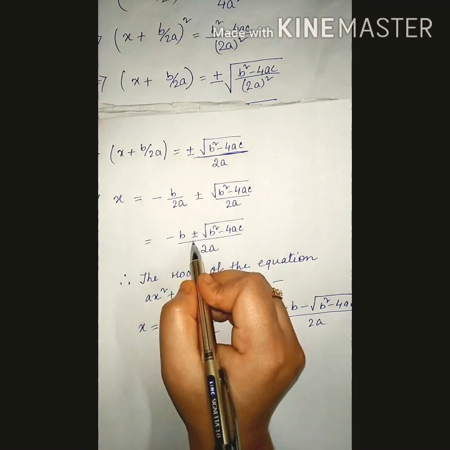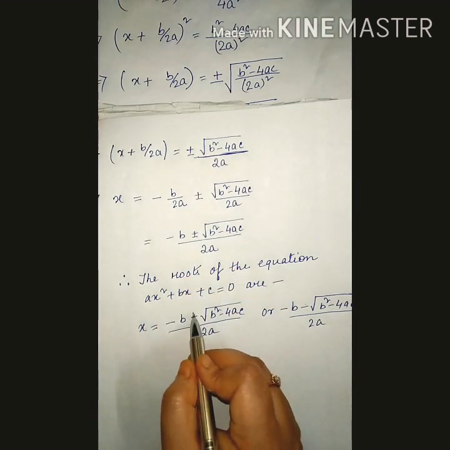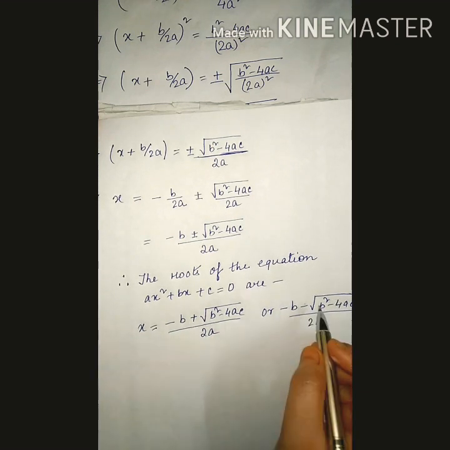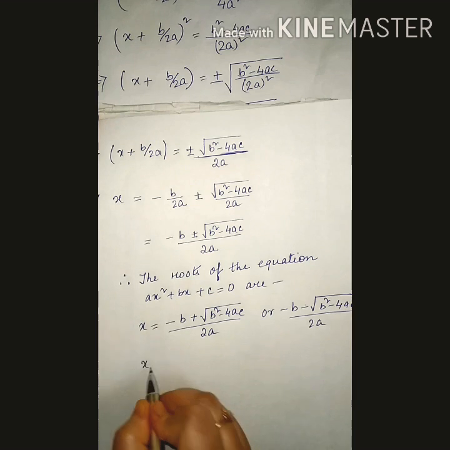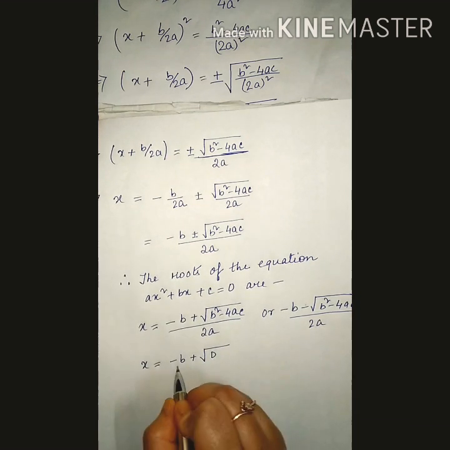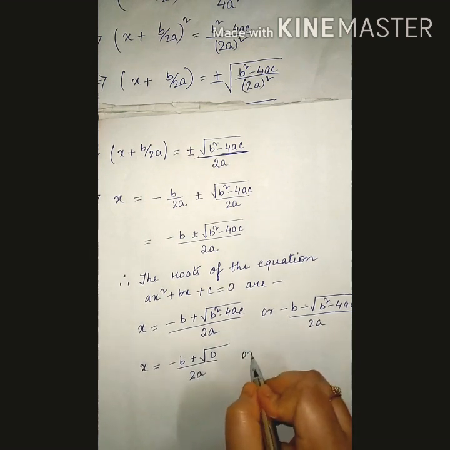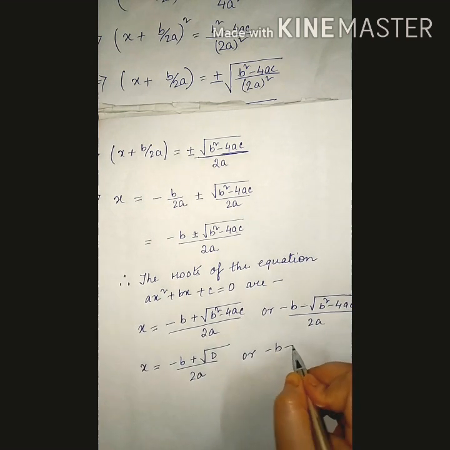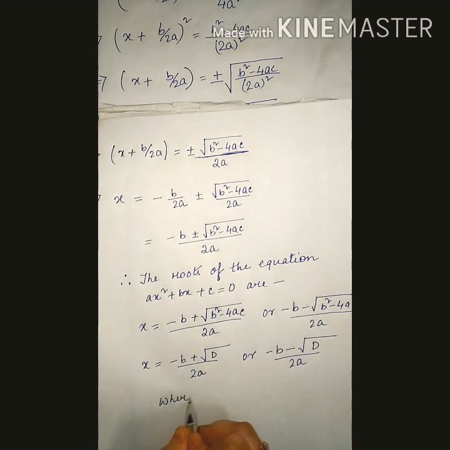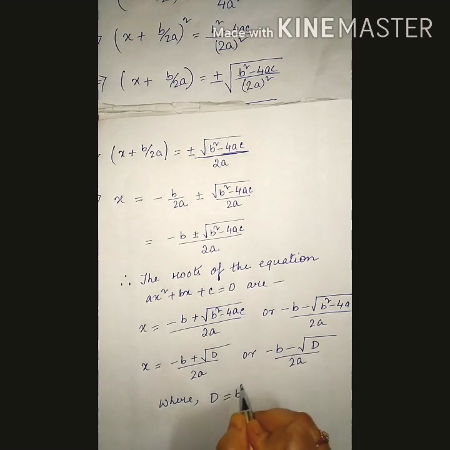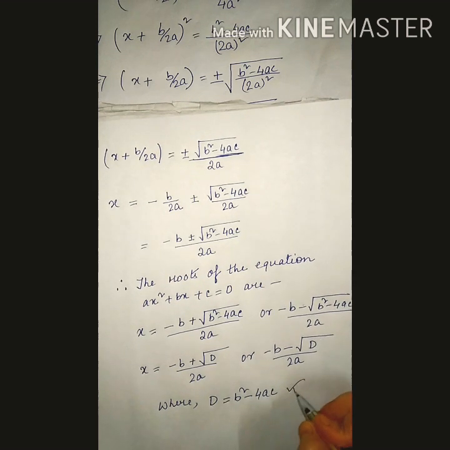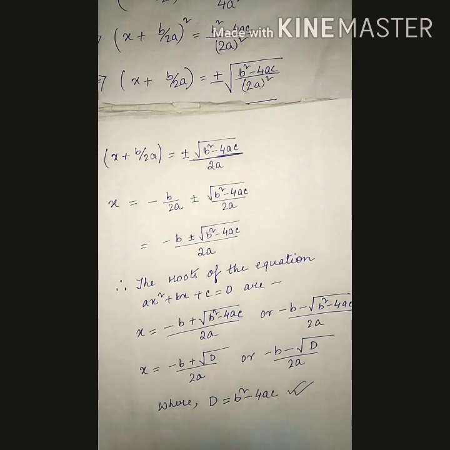That means since it is plus minus, first time you have written plus, then minus. So these are the two roots. So you have to remember this. And x is equal to minus b plus root d divided by twice a, or minus b minus root d by twice a, where you can write d is equal to b square minus 4AC. So this is the formula that we have derived. This is the quadratic formula.